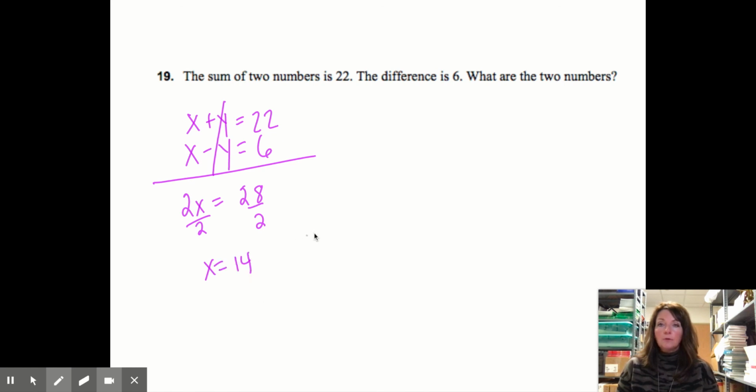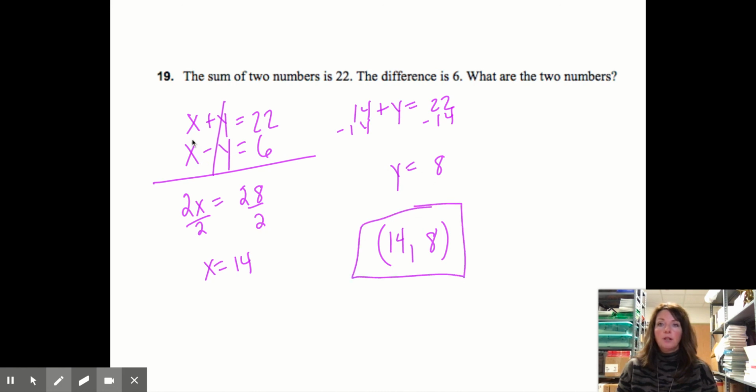So if x is equal to 14, 14 plus y equals 22, I subtract 14 from both sides, and I'll get y is equal to 8. So 14, 8 is my ordered pair that is the solution to both, and I want to double check it. Is 14 plus 8 22? Yes. Is 14 minus 8 6? Yes. And that's how you can check your work.